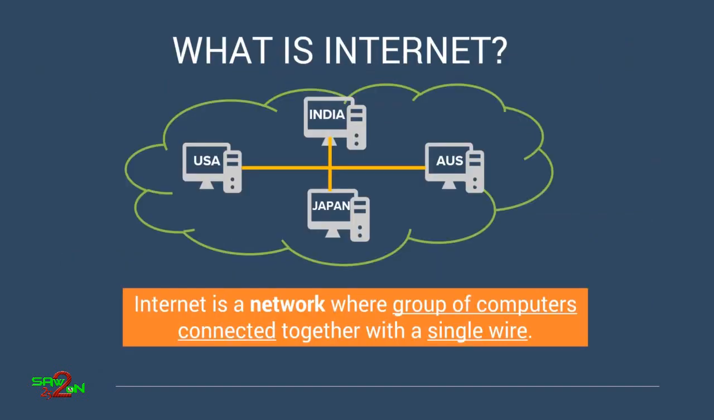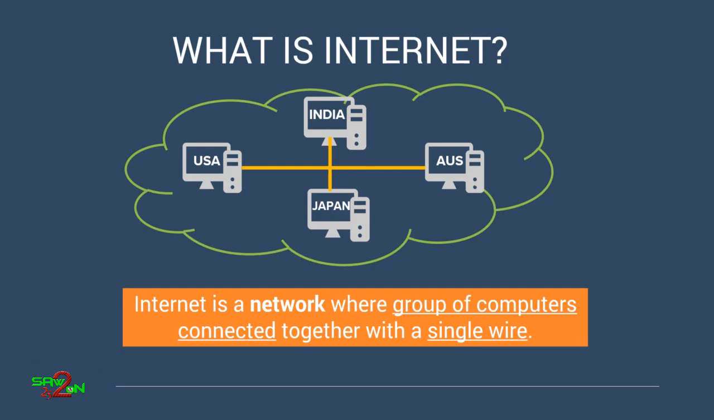So let's understand what is internet. Okay, internet is a network. Remember, it is a network where a group of computers are connected together with a single wire. All these computers in the internet are connected with one wire, irrespective of where they stay. If you are connected to the internet, you are actually saying we all are connected via a single wire. And why do you have to connect via a single wire? So that you can find each other.